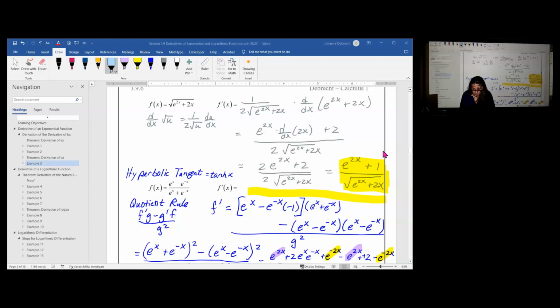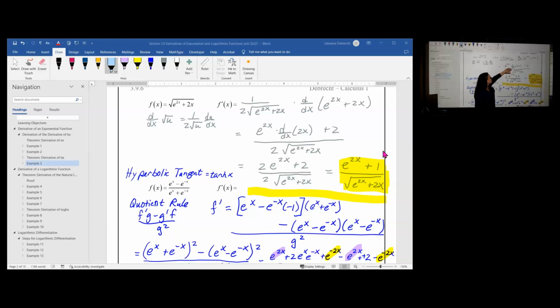Let's now take a look at this first one, the square root of e to the 2x plus 2x. The derivative of the square root of u is 1 over 2 the square root of u du dx. This is the chain rule form. We apply this to our function, and then we take the derivative of what was under the radical.